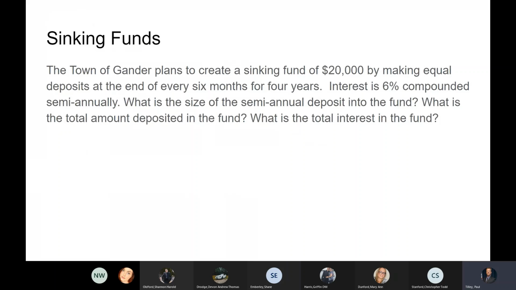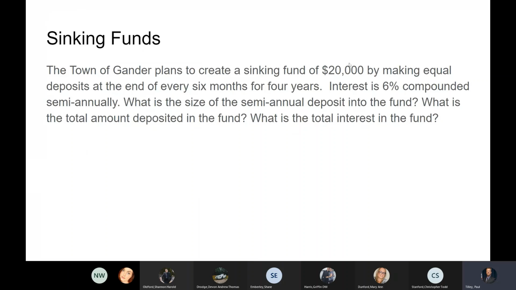So here's the case: the town of Gander plans to create a sinking fund for $20,000 by making equal deposits at the end of every 6 months for 4 years. Interest is 6% compounded semi-annually. What is the size of the semi-annual deposit into the fund? What's the total amount deposited into the fund? And what's the total interest in the fund? So there are 3 questions here.